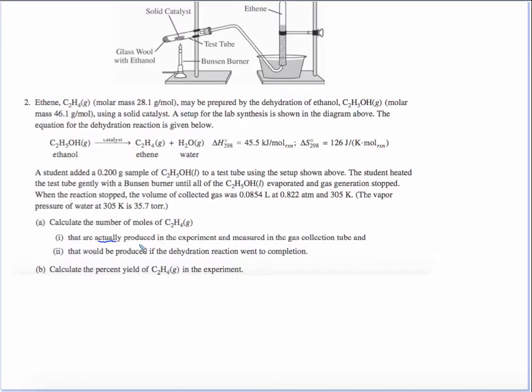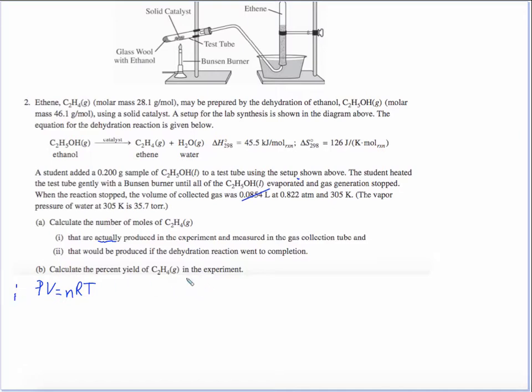Okay, so there's kind of a key word, this actually right here, that produced and measured in the gas collection tube. They want to figure out the moles, but what's affecting this is the conditions at which the gas is collected. So that's a big clue that you're going to have to use the PV equals nRT equation. So that's what we're going to do for number 1 here.